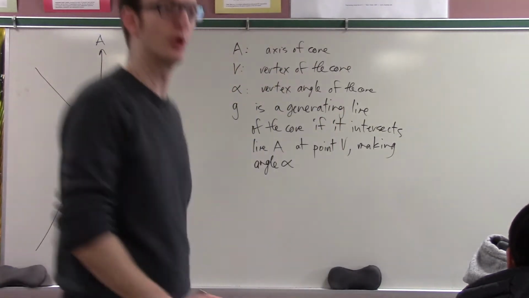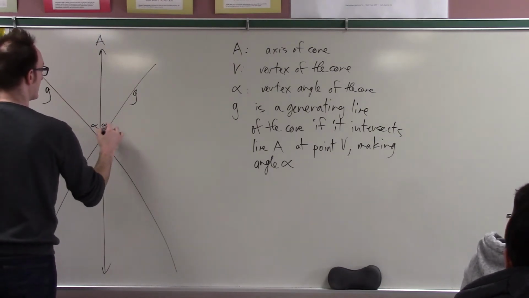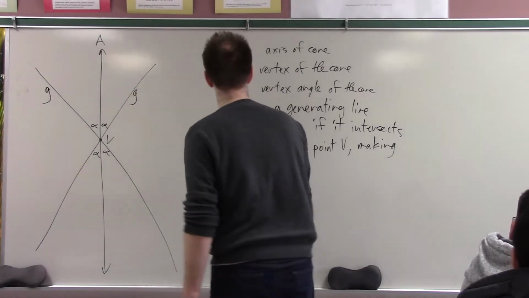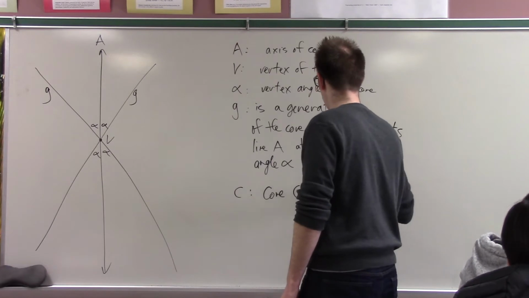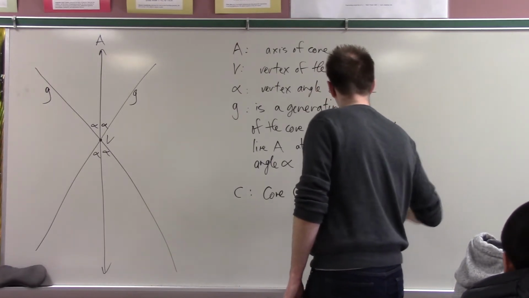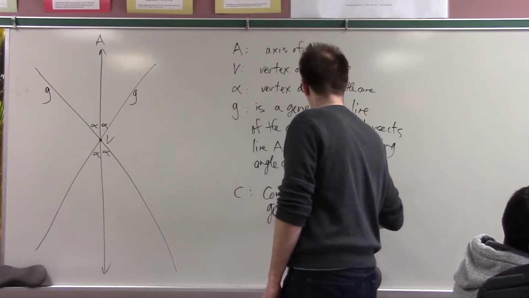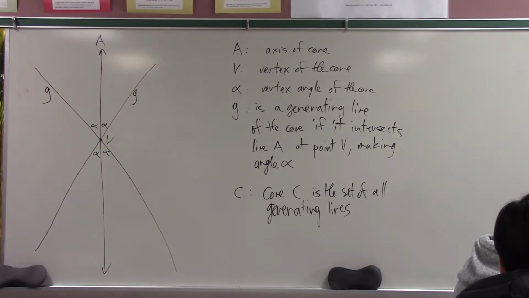So this is a generating line. This is also a generating line. All of these make angle alpha, and basically we define the cone. So cone C is the set of all generating lines. We did all this before, but just talking it out. We didn't write it down. Cool? Okay.